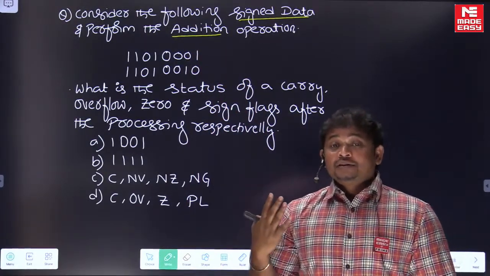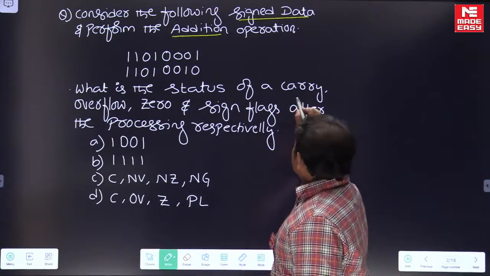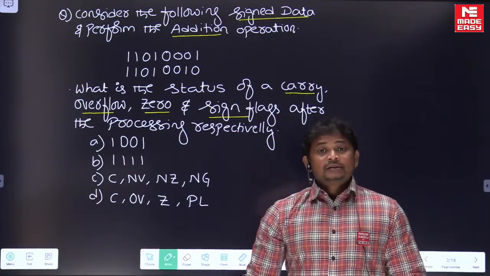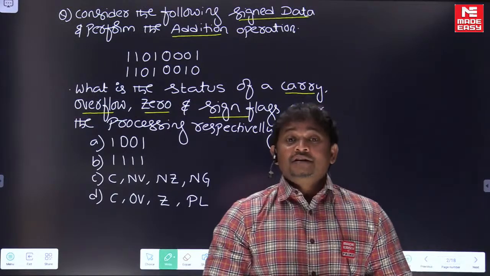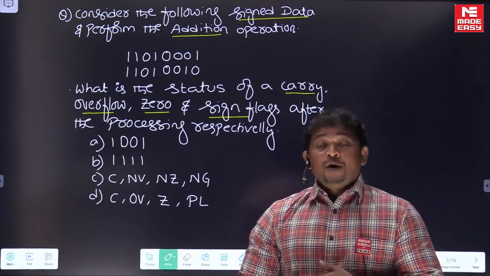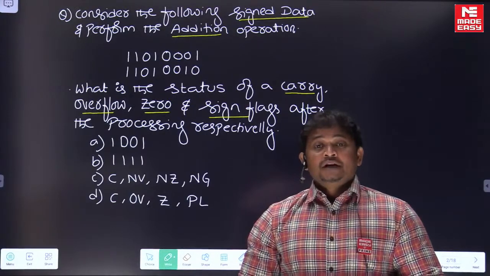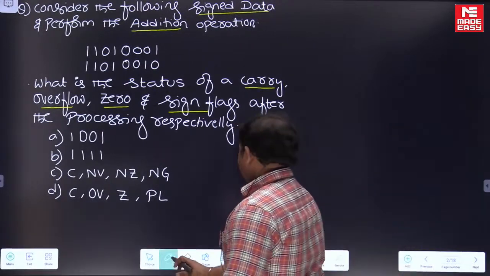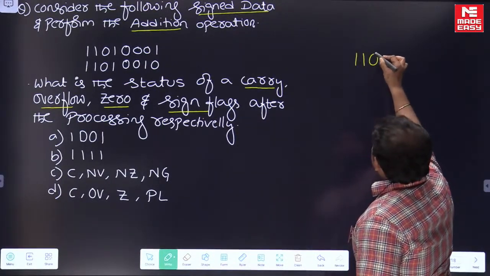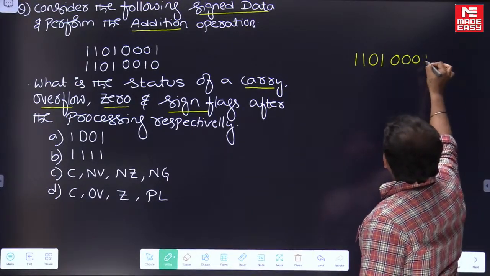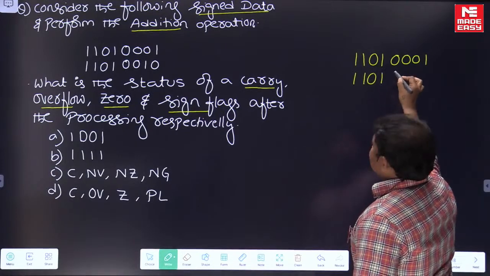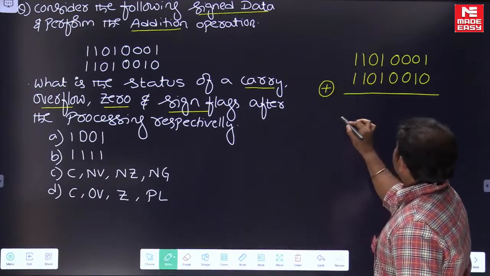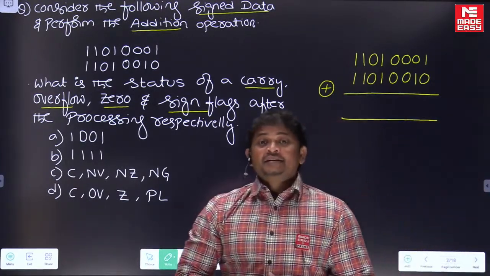The addition operation takes place on the given data. Later, we need to find out the status of the carry flag, overflow flag, zero flag, and sign flag. We need to find out the status of the flags after the data processing. Data given, operation given. Now perform the addition operation and report the answer. So the given data is 1101 0001. Next, 1101 0010. The operation between the data is addition.